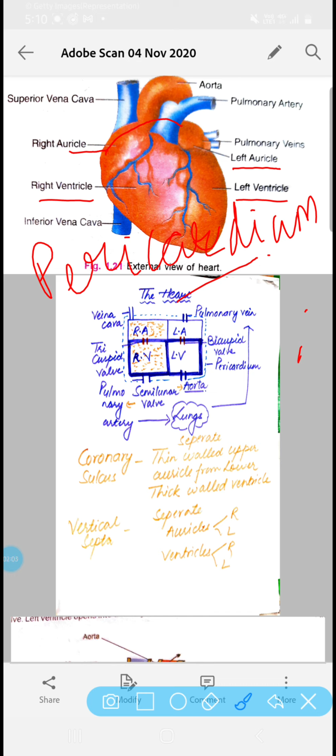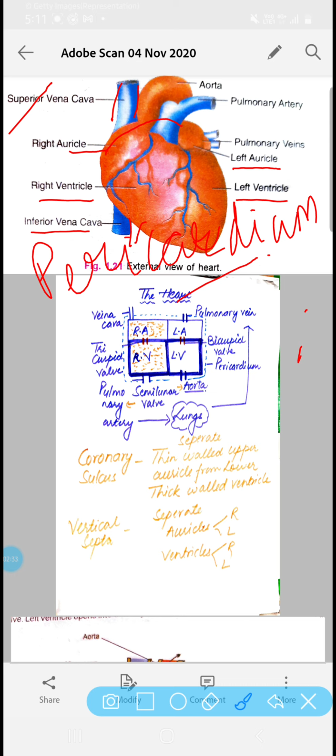So let's take the view. So this is the external view of the heart. This is the superior vena cava and this is the inferior vena cava. The superior vena cava collects the blood from the upper part of the body, that is from the head region, and the inferior vena cava collects the deoxygenated blood from the lower part of the body.